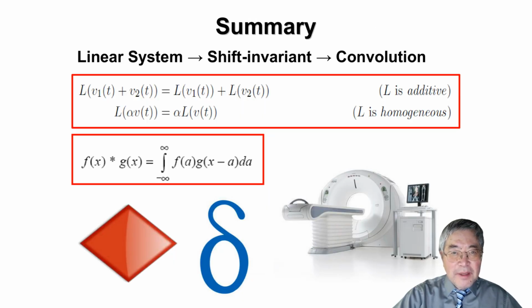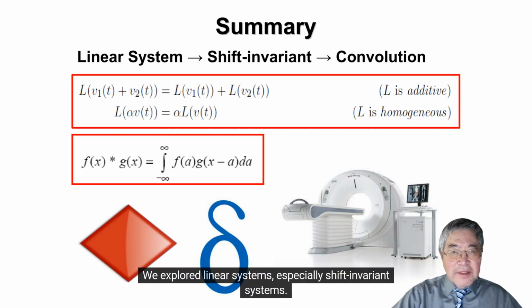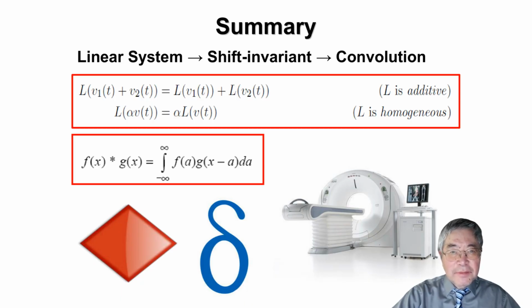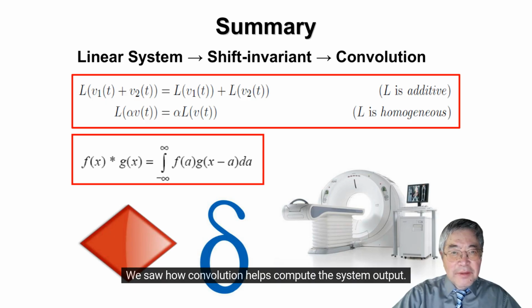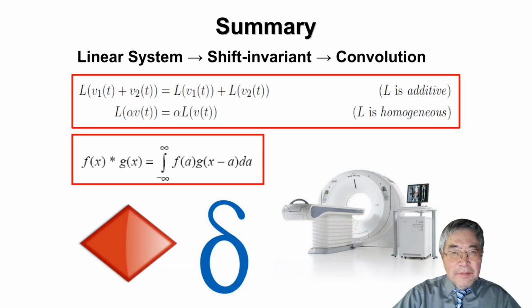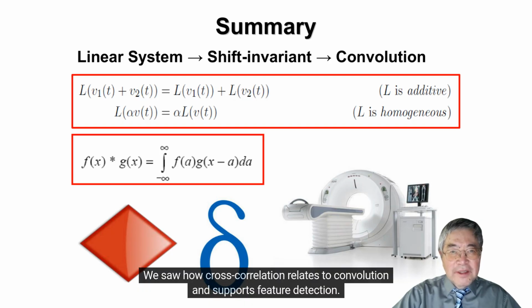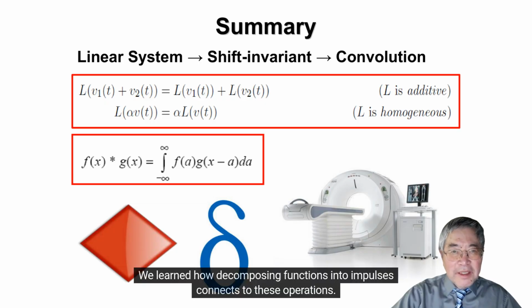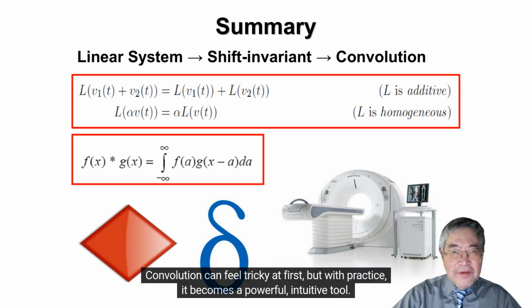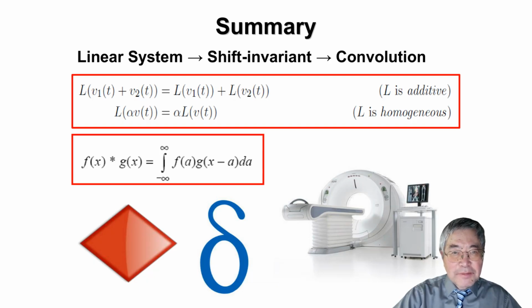To sum up, we explored linear systems, especially shift-invariant systems. We saw how convolution helps compute the system output. We saw how cross-correlation relates to convolution and supports feature detection. We learned how decomposing functions into impulses connects to these operations. Convolution can feel tricky at first, but with practice it becomes a powerful, intuitive tool.